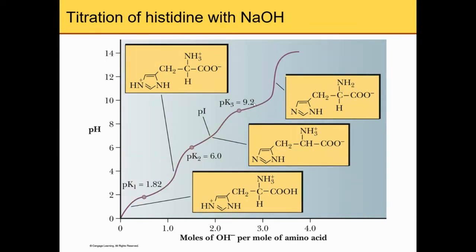If you continue to titrate the histidine with the sodium hydroxide and it passes 9.2, let's say it's pH 10, then the majority of the amino acid will be -1. If the pH is below 9.2, then the majority will be neutral.